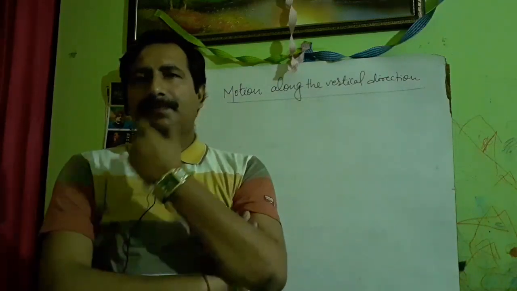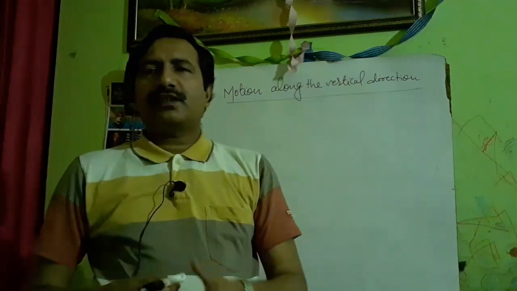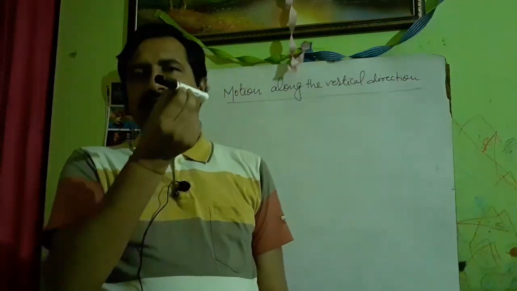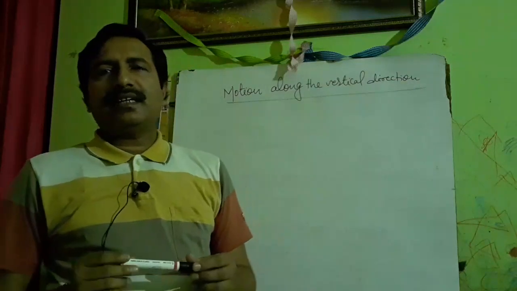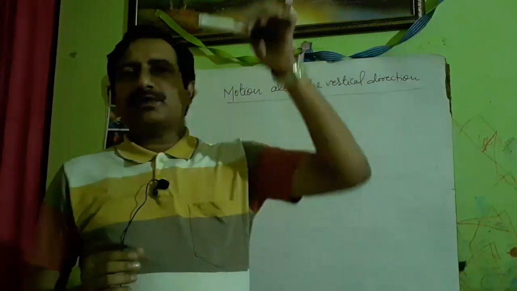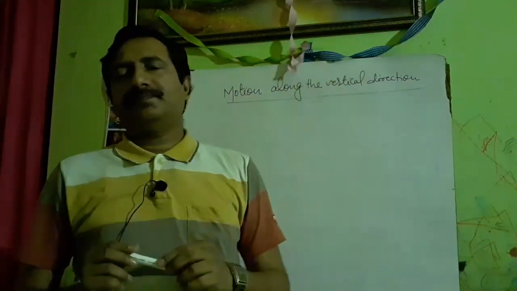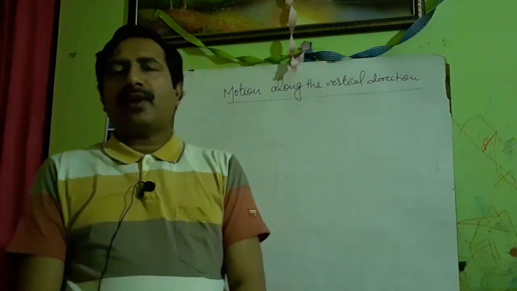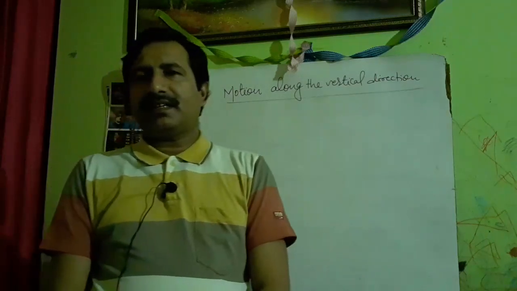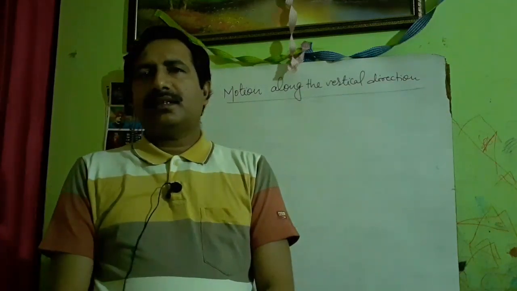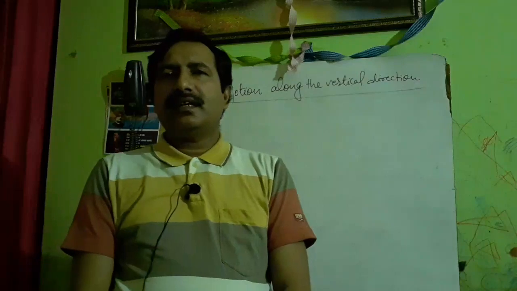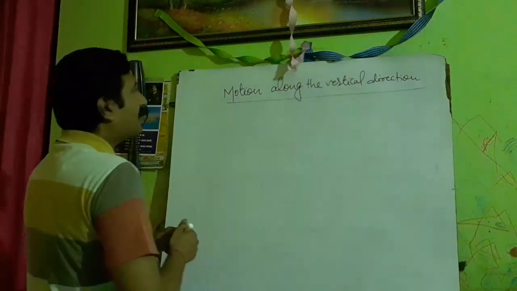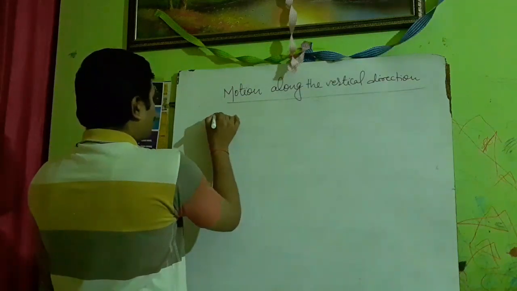In one case, you can throw a particle upwards, vertically upwards. In other case, you can throw the particle vertically downwards. So there will be two different cases for a particle along the vertical direction. First upward and second downward. So let us discuss the vertically upward motion.